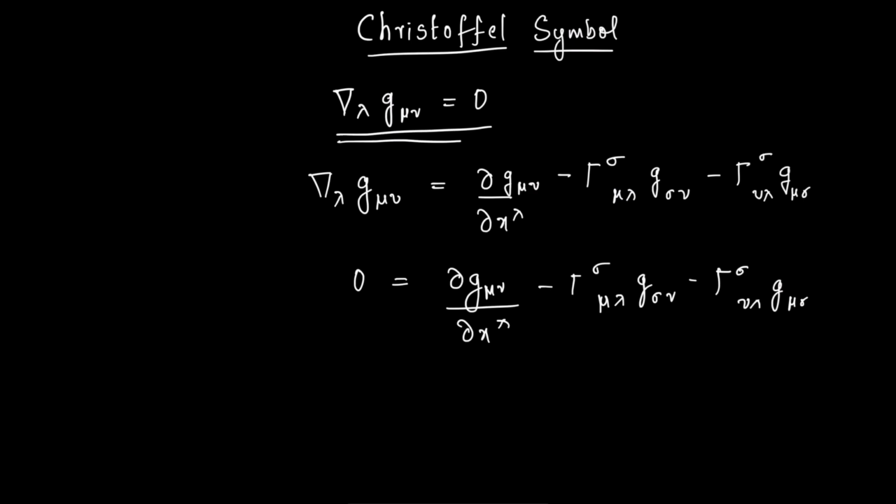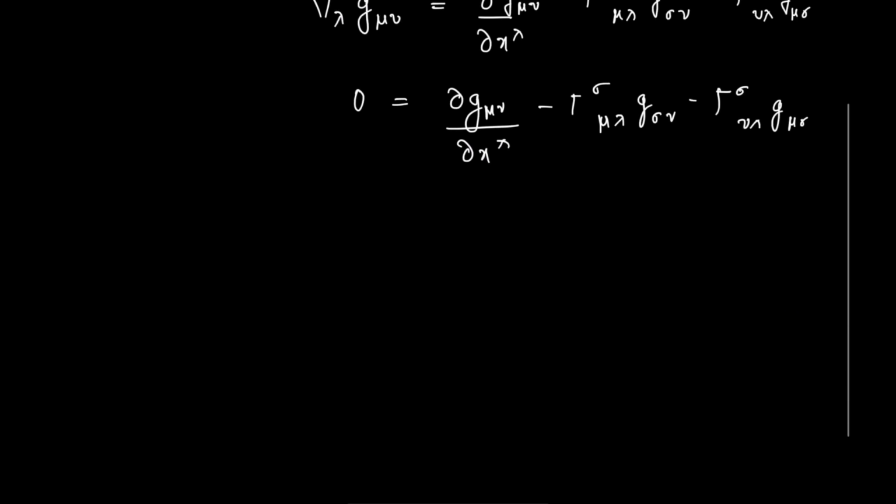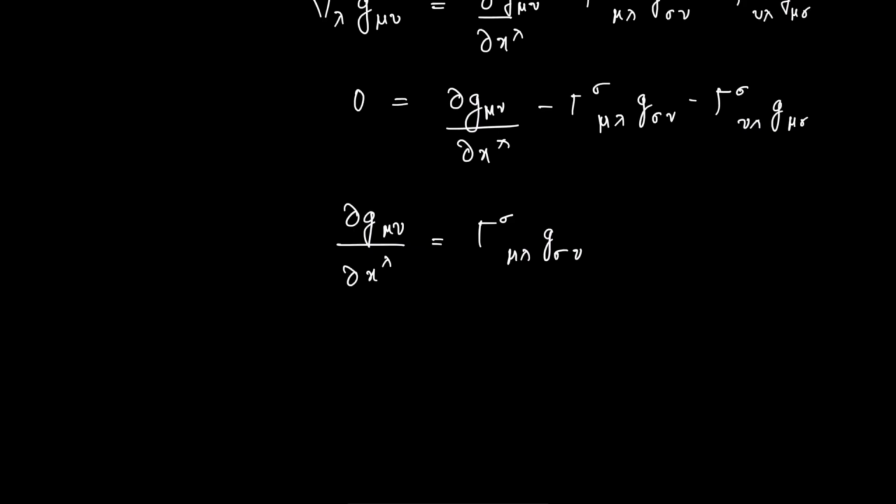Okay, now I can rearrange the terms. So I'll write partial derivative of G mu nu with respect to x lambda is equal to Christoffel symbol of sigma mu lambda G sigma nu plus Christoffel symbol sigma nu lambda G mu sigma. Okay, let this be equation number 1.